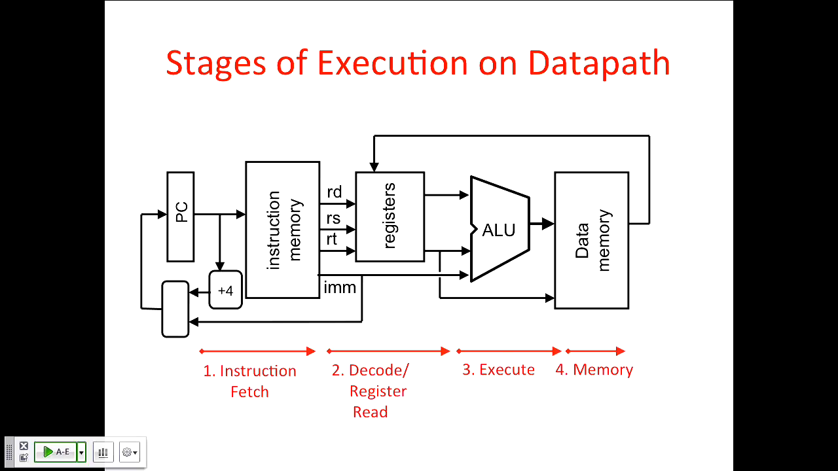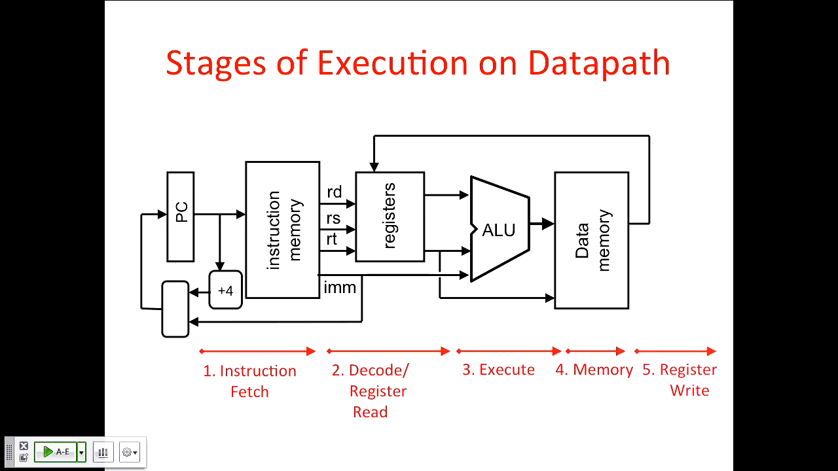Notice that when you're doing a store, you need to read three things. You need the base address, which comes out of a register, the data value you're storing, which comes out of another register, but also the immediate, which is added to the base address to give you the effective address. But that comes from the immediate field in the instruction. You don't have to read the immediate from the register file. That's how it all works.